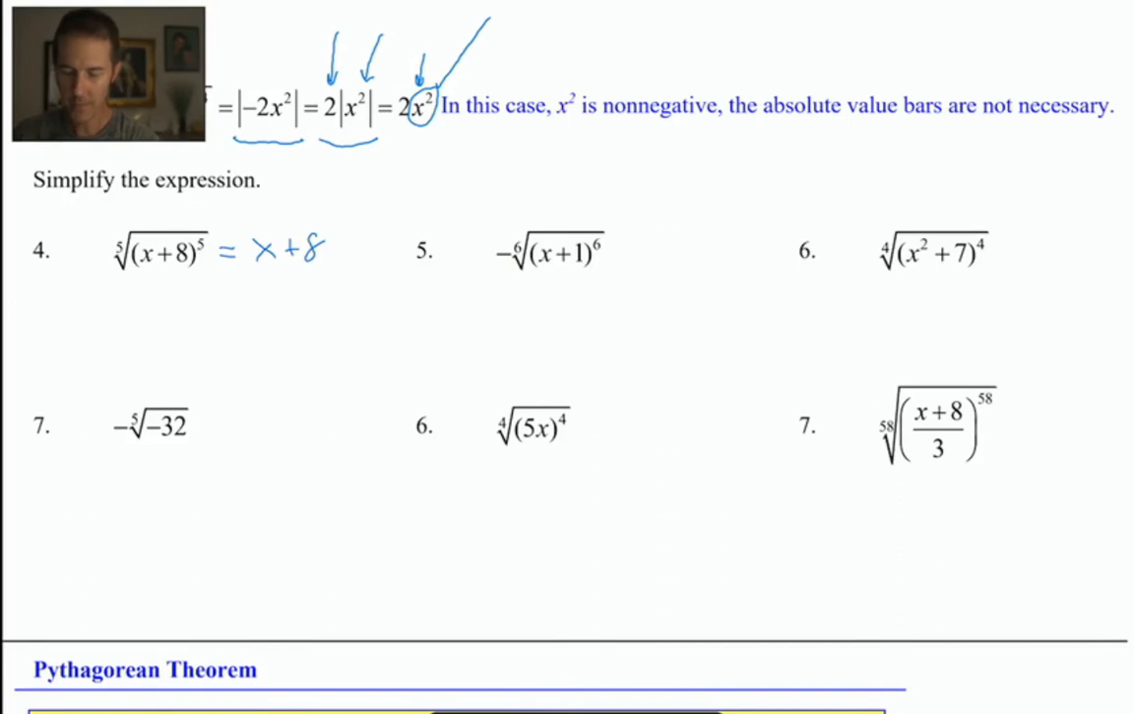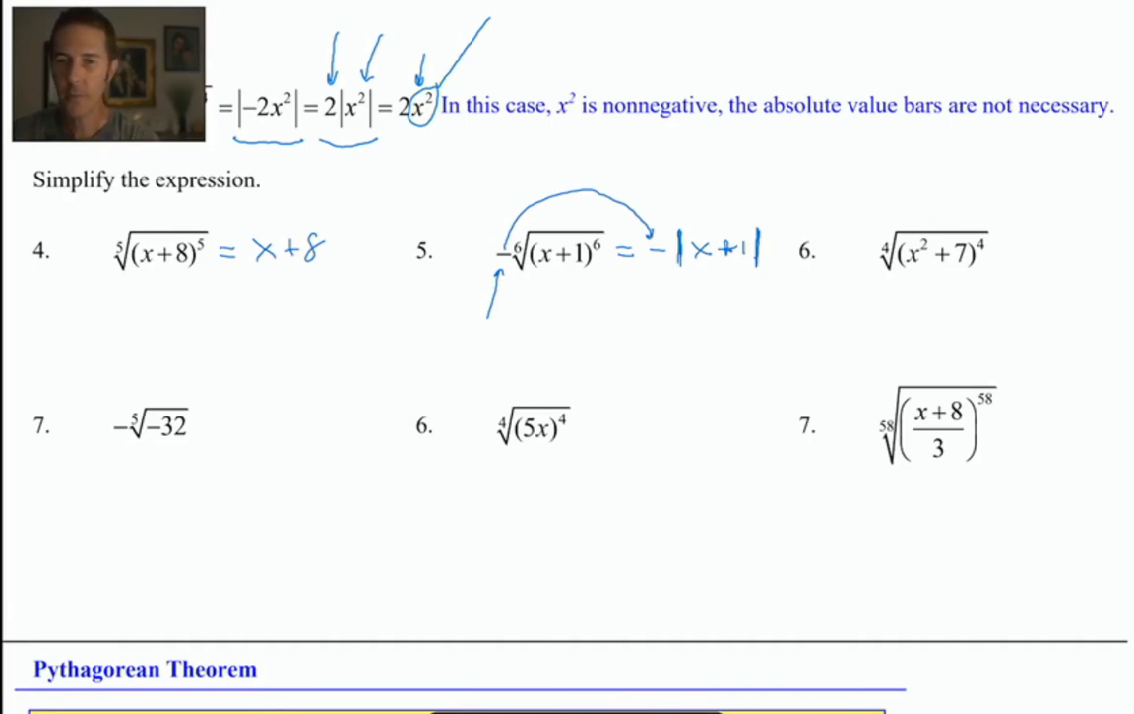In number 5, we have the even index. So what we should really have as an answer is the absolute value of x plus 1. And that would be fine if this negative sign weren't here. But we do need to bring that negative sign along, and we will write it in outside of the absolute value bars. So this answer is guaranteed to be negative because of that additional negative sign outside of the square root.